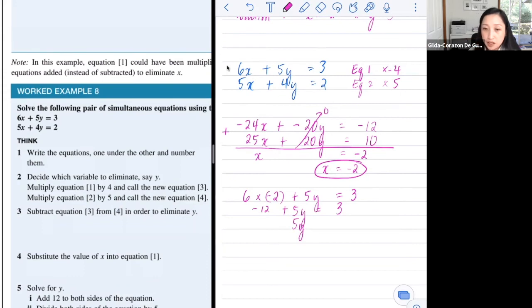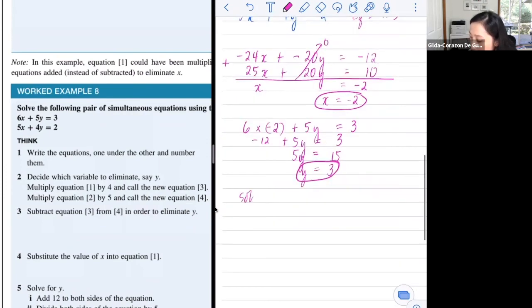Adding positive 12 to both sides, I will have 15. Why did I add 12 to both sides? Because then I want to cancel this, right? For me to cancel that, I need to add the opposite. So therefore, I've got 5y equals 15. 5 times something gives me 15. Y must be 3. Okay, and therefore you write solution x equals negative 2 and y equals 3.